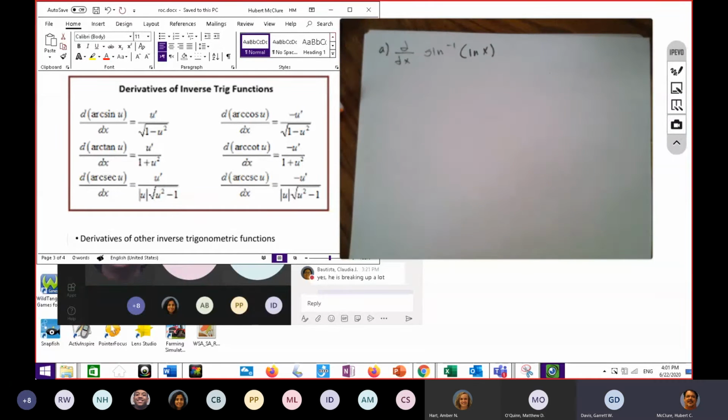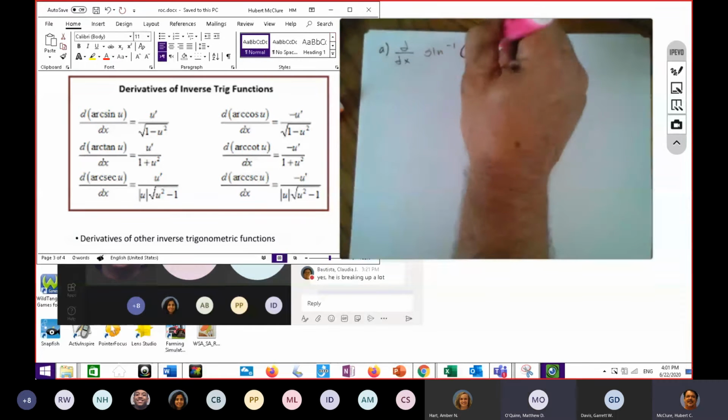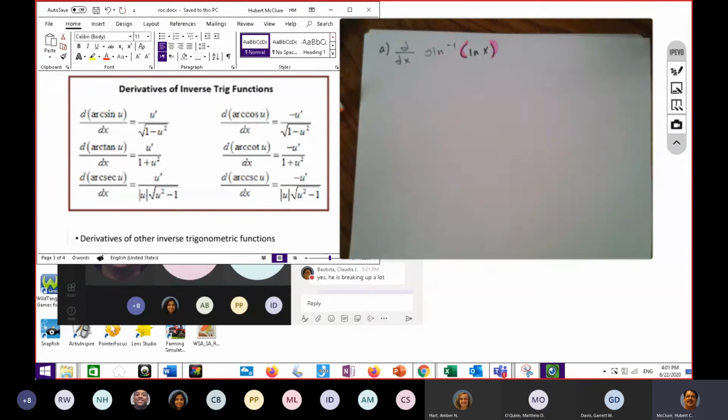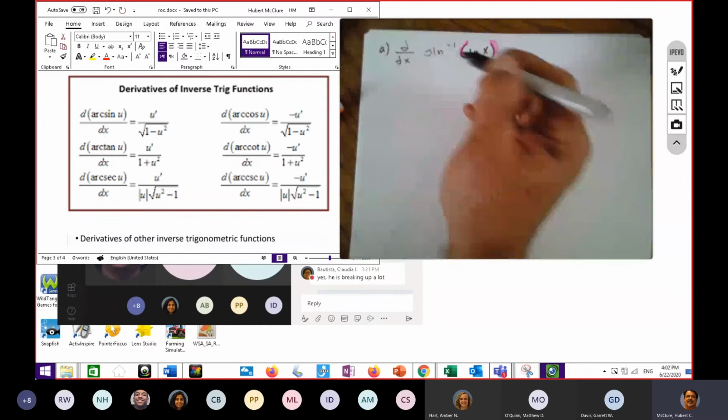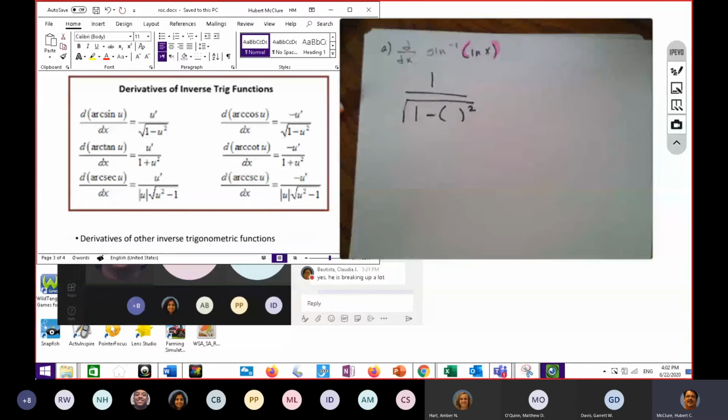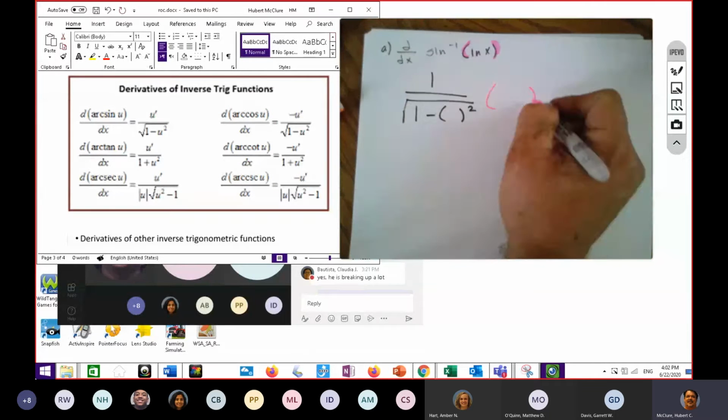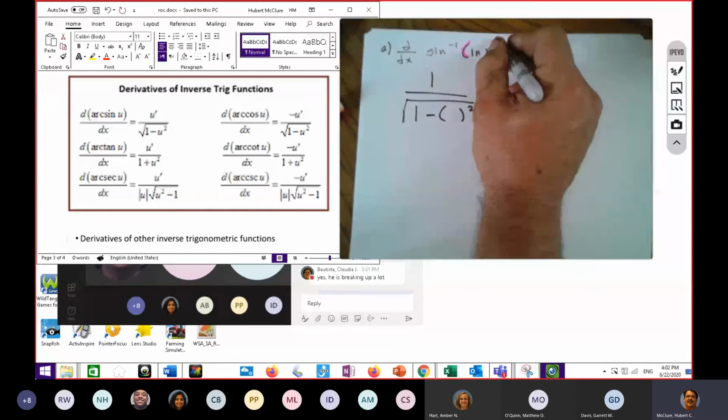Parentheses. What's inside? Chain rule. So the derivative of what's inside. So we're going to plug and chug. And I'm going to plug this in. The derivative of inverse sine is 1 over the square root of 1 minus parentheses squared. And then, of course, we got parentheses here. So I'm going to add pink parentheses and take the derivative of that function right there.